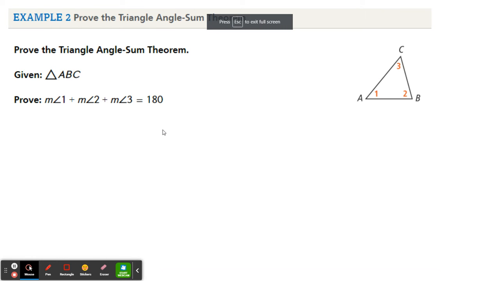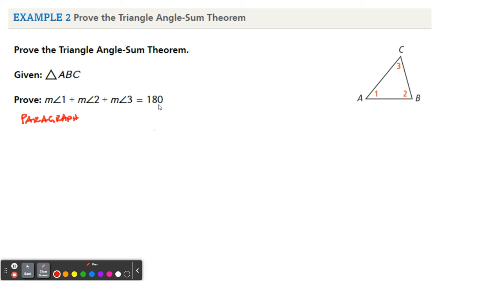Okay, so let's take a look here. We're going to prove the triangle angle sum theorem. We're given a triangle. We want to prove that the measures of angle 1, 2, and 3 are equal to 180. And we're going to do what's called a paragraph proof. I think we've done this in the past. This is my least favorite because we have to write. And again, I'll do my best to write as neatly as I can.